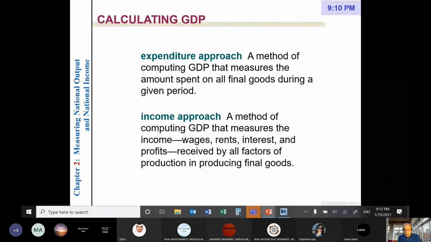Let's take a very simple example. Assume Abdullah Isa has a farm. He produced tomatoes worth 100 dirhams. So this is the production approach. He sold tomatoes to Muad. Muad spent 100 dirhams to buy tomatoes produced by Abdullah Isa. So according to the expenditure approach, since Muad spent 100, production equals 100.